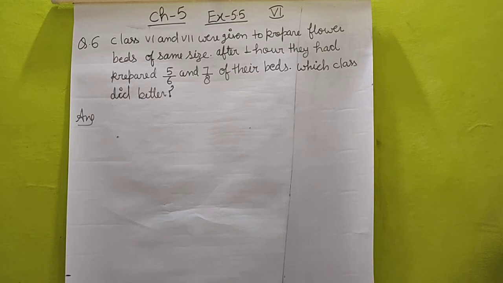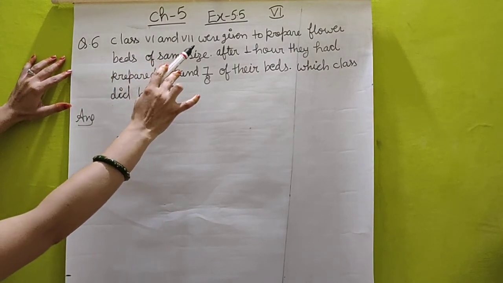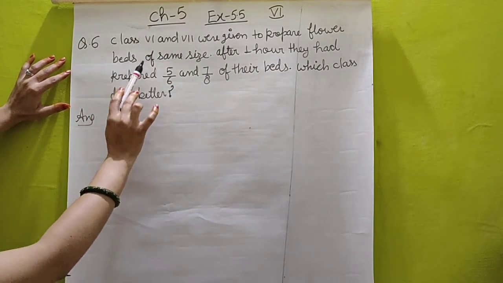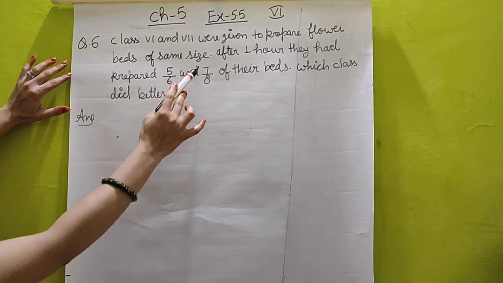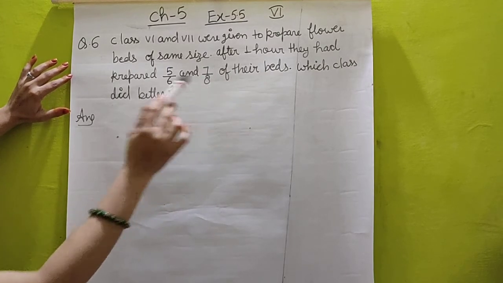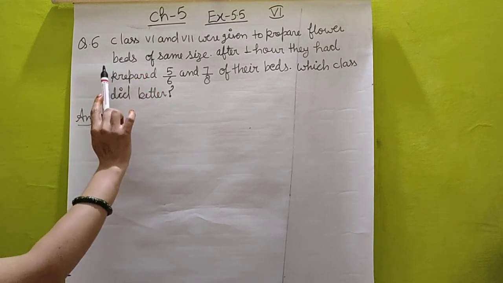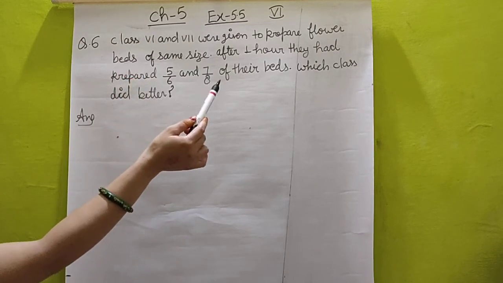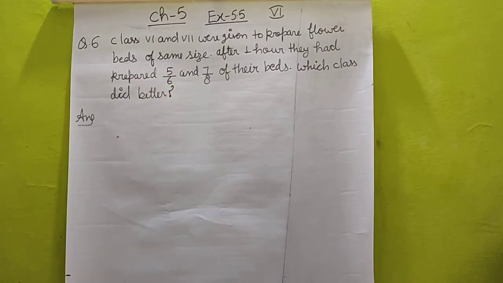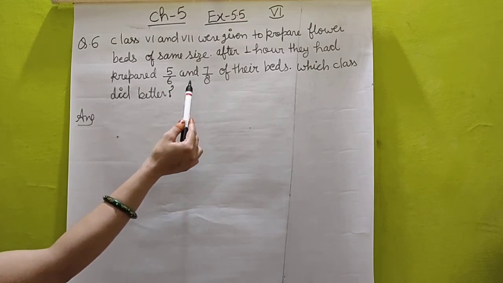Now students, question number 6, this is also a word problem. First of all, we will read what they are saying. Class 6 and 7 were given to prepare flower beds of same size. After 1 hour, they had prepared 5 upon 6 and 7 upon 8 of their beds. Which class did better? So here two classes are given and their work is to prepare flower beds. Class 6 has prepared 5 upon 6 of their flower bed and class 7 has prepared 7 upon 8 of their flower beds. So which class did better? It means which has done more work.